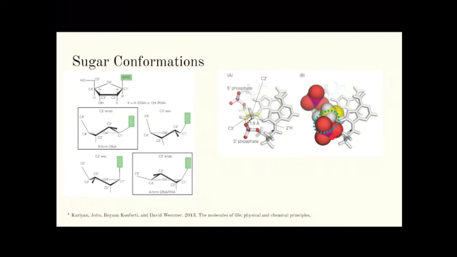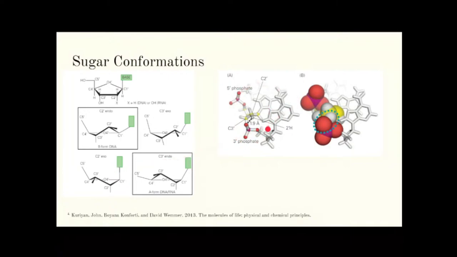So if we go to A-form DNA and RNA, we have a different sugar popped up in order to allow for that hydroxyl group to minimize repulsion and to maximize attraction. That's why we have these different sugars poking out of the ring, to avoid that repulsion and to gain that attraction. And in B-form DNA, we have the 2' endo sugars popping up in order to avoid that. 3' exo and 2' exo are rare. We don't really see them.